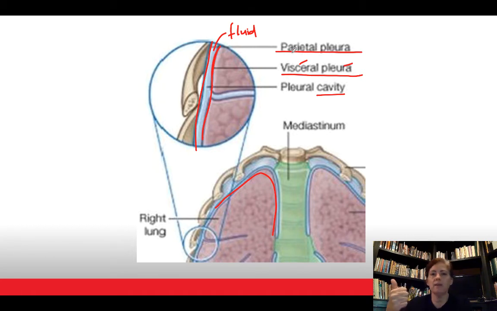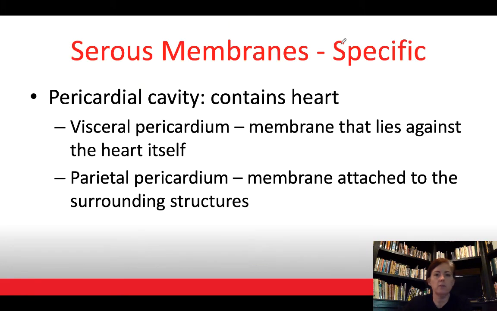It's either going to line the cavity or it's going to cover the organ itself. And then pleura means lung. So now we know we're talking about the lungs. We can do the same thing with the heart. So here we are with the heart, and the heart resides in the pericardial cavity. Cardia, anytime you see the word cardia, it means heart. So we have the same setup here. It's just we can now apply it to the heart.